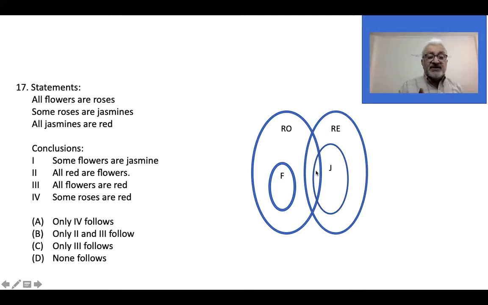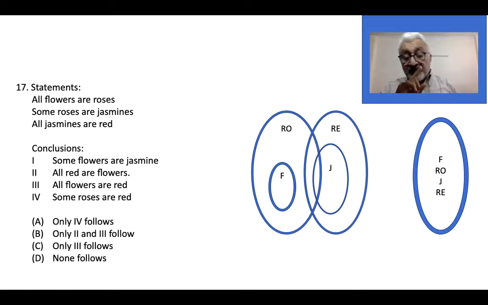So my first is wrong, second is wrong, third is wrong. All right, but my fourth is right. So which option do I choose? Should I choose only 4? Before we know the answer, please also remember that I can have 4 equal sized ovals representing flowers, roses, reds, and jasmines. All right, so it can be shown like this also.